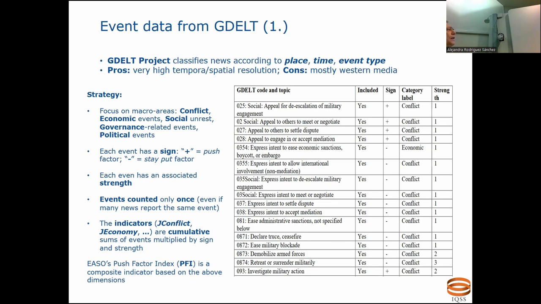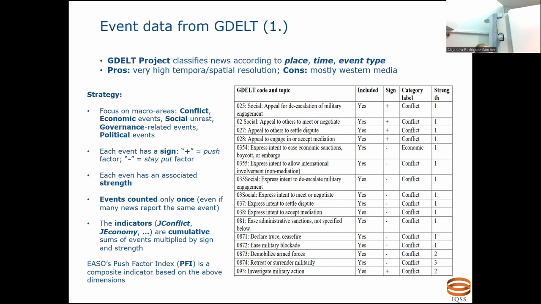After that, we built 5 indicators, one for each variable, and this is just a cumulative sum of the events multiplied by the sign and the strength. The idea is that there might be countries which are in constant, say, small conflicts going around, but at some point this explodes. So the fact that we took cumulative data is to try to see when this accumulation of tension actually generates something like a migration flow. And that's why we consider this.